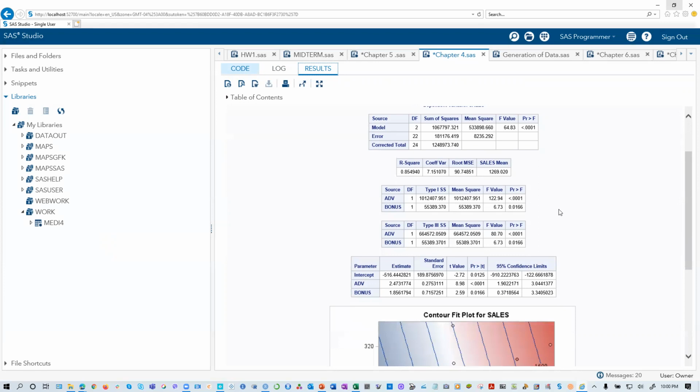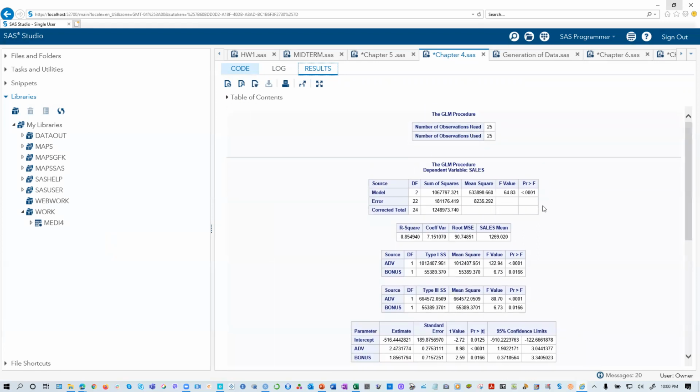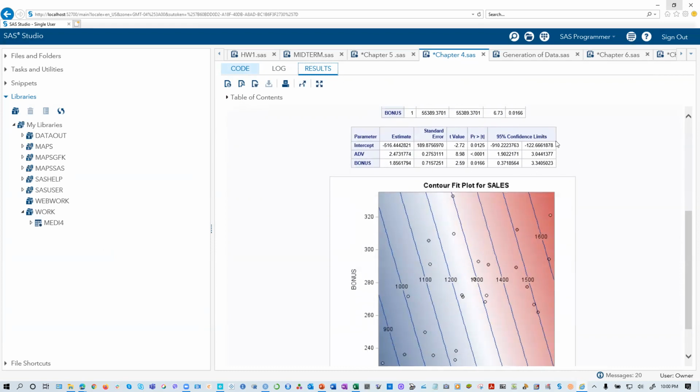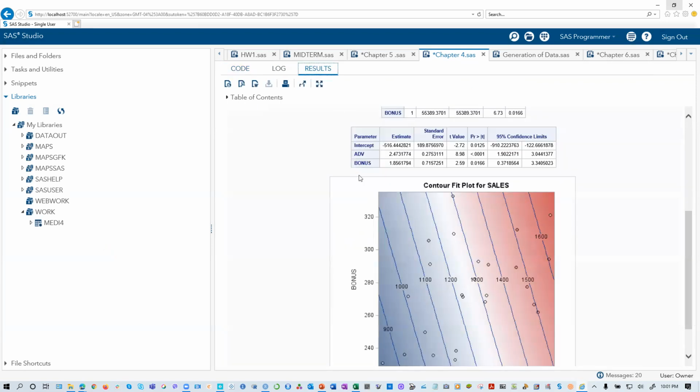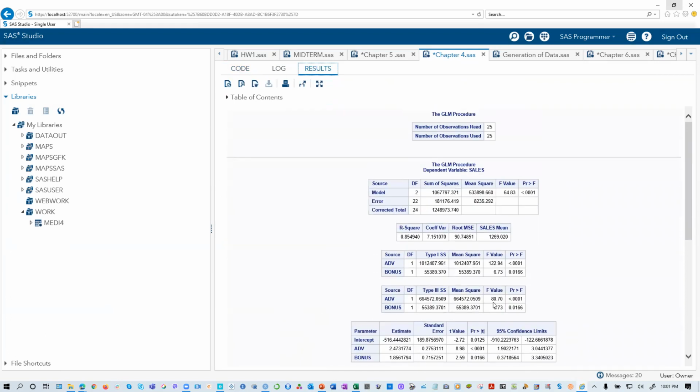You can remember R squared and all kinds of stuff. Do you see the R squared? Yes, 85%. They don't have R squared adjusted. Another one, root mean squared error, 90.775. We got the same thing. These values are the same, the ANOVA table, and the confidence interval for the parameters were the same. But make sure you put the code CLPARM if you use the GLM. When you use the GLM, the results look very scary.